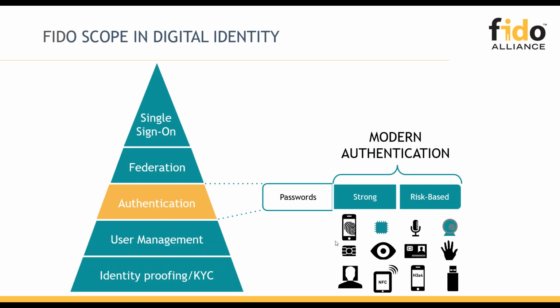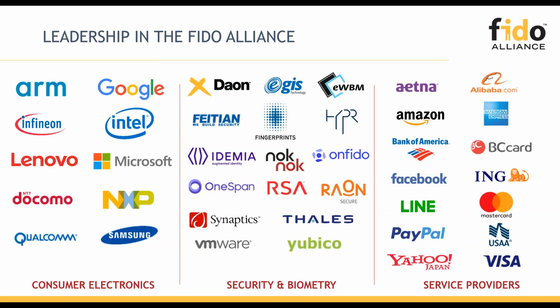This shows you digital identity at large, and you see that there are a lot of things around digital identity, starting with identity proofing, user management, and so on. And again, what FIDO does today is strictly authentication. The aim is very clearly to replace passwords with better means of authentication to fight phishing and all the problems that you know very well about passwords. So that's very clearly the focus.